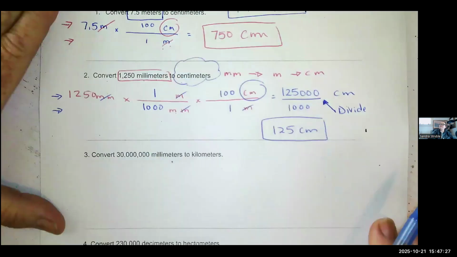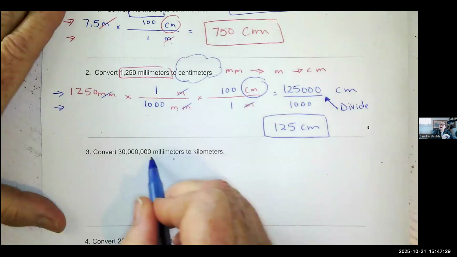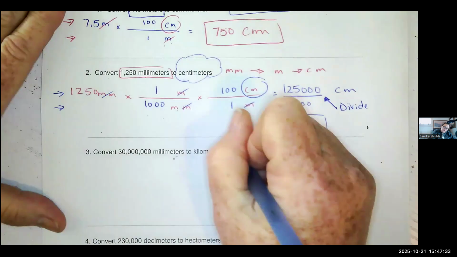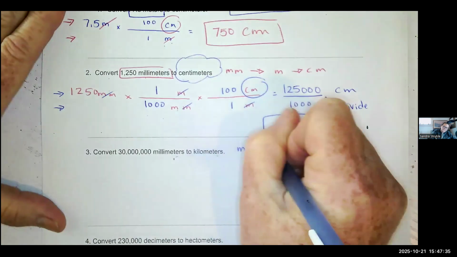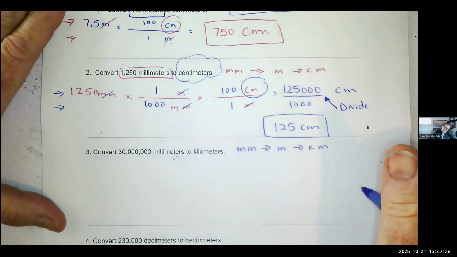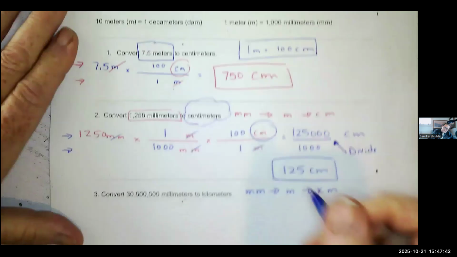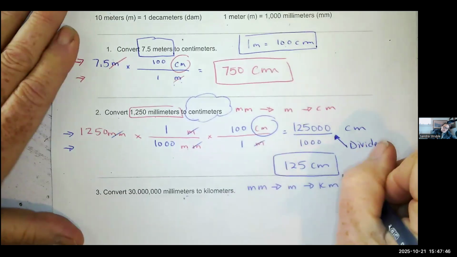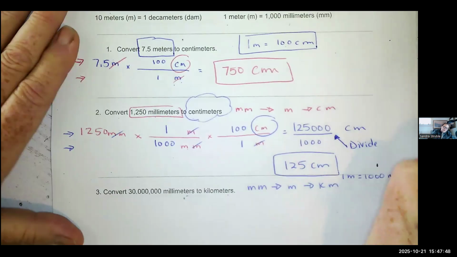30 million millimeters to kilometers. I'm going to go from millimeters to meters to kilometers. 1 meter is 1,000 millimeters. I can write that conversion if I want to. And 1,000 meters is 1 kilometer.